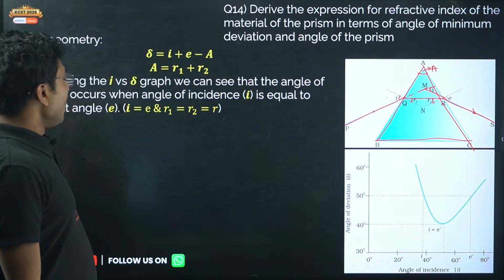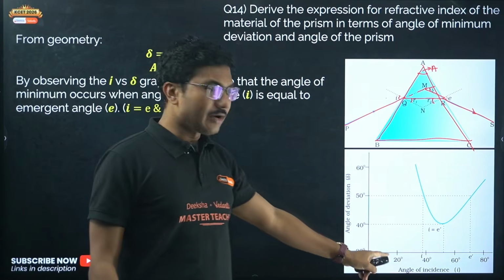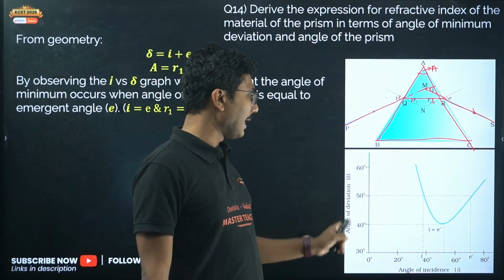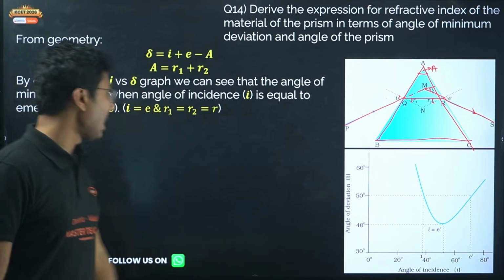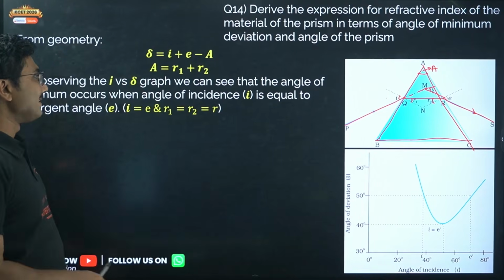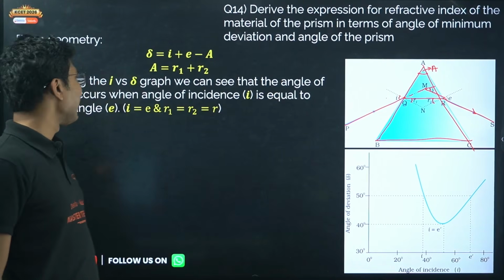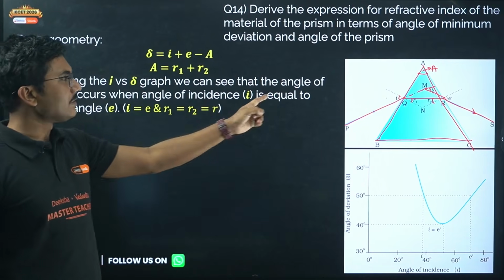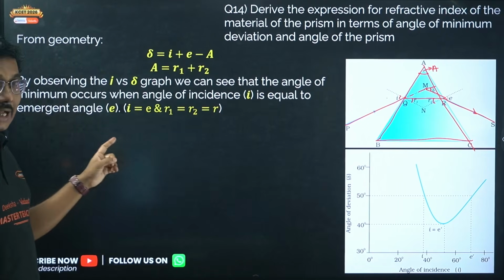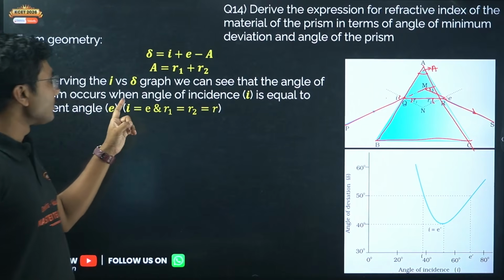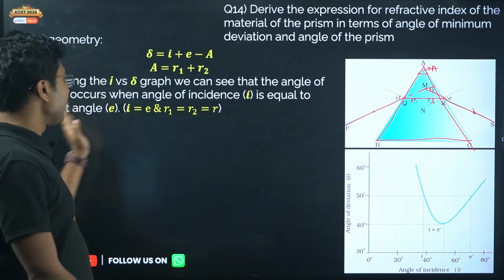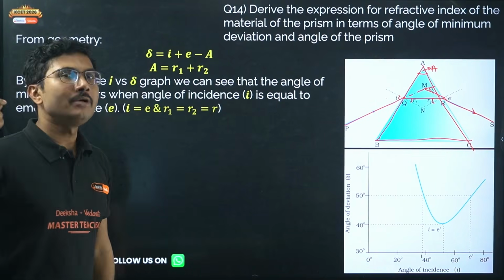Now if you plot, this graph is compulsory. If you plot angle of deviation versus angle of incidence graph, observing I versus delta graph, we can see that the angle of minimum deviation occurs when the angle of incidence is equal to emergent angle, that is I is equals to E and R1 equals to R2 equals to small r. Okay, so this is the condition for minimum deviation.